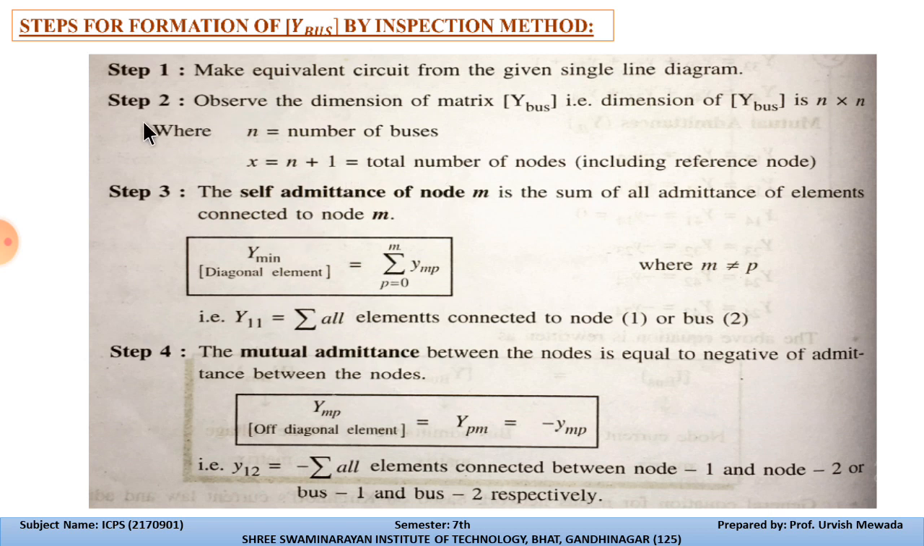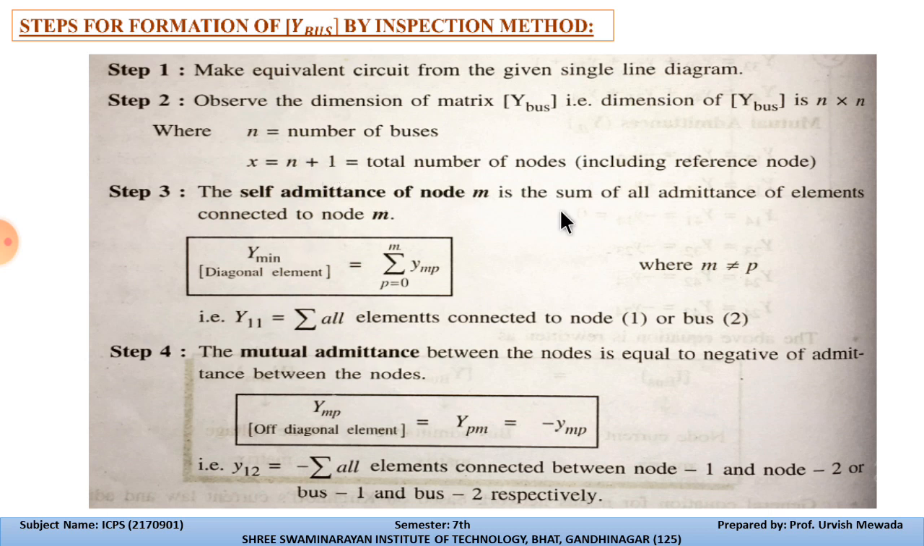And step number 2, observe the dimension of the matrix Y bus. If we have 4 buses, then the Y bus will be a 4 by 4 matrix, and n is the number of buses, so the number of nodes is n plus 1, which is 4 plus 1. We have one additional node, which we create as the ground potential of all the voltage sources. That's why the number of nodes will become n plus 1.